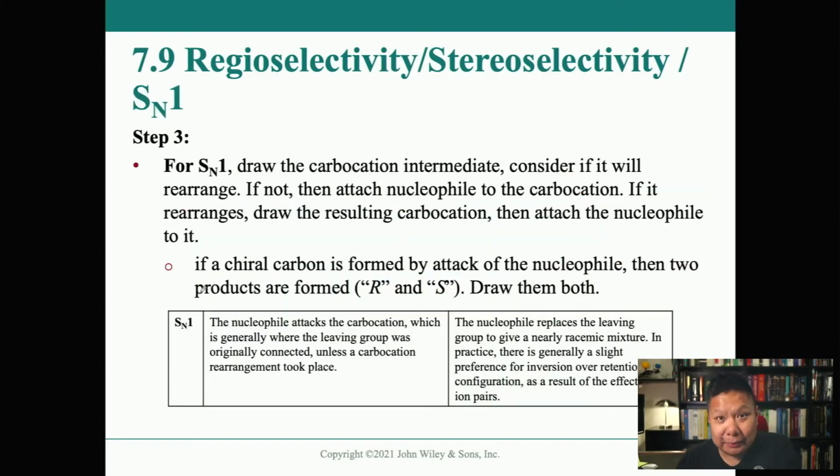For an SN1, though, draw the carbocation intermediate and consider if it will rearrange first. Because remember, you will always get the product with the rearranged carbocation first if it's more stable. Sometimes you won't even get the other one if it's a primary, because those primary carbocations aren't very stable at all. If it rearranges, draw the rearranged carbocation, and then attach a nucleophile to it. If a chiral carbon is formed by the attack of a nucleophile, then two products are formed, the R and S configurations, so draw them both.